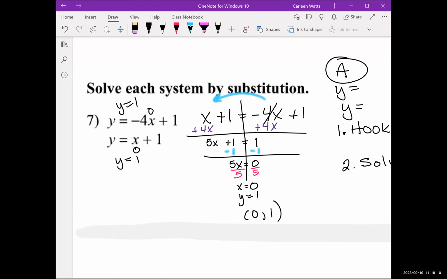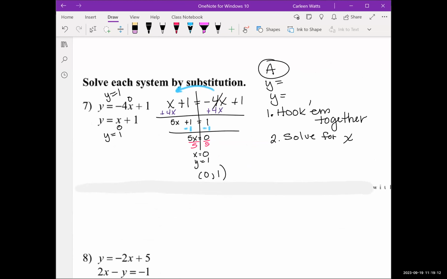Now, the first time you see something, it's difficult. So we hook them together, solve for x, solve for y. Done.